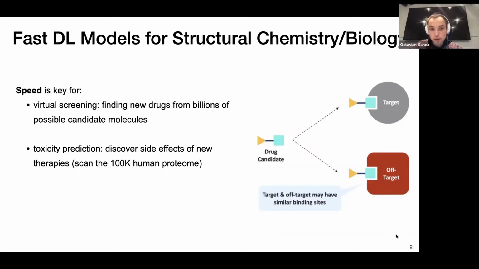So one aspect of toxicity is to discover side effects of therapies in the sense of off targets. A drug can attach to a target, which is, let's say, a cancer protein, but it can also attach to an off target, which is a protein from a normal tissue that we will not want it to attach to. One way to do that is to scan the entire human proteome, or at least the subset for which we know the 3D structures of the proteins, and then see if our drug candidate can potentially also attach to some off targets, and then maybe go ahead and test this hypothesis in wet lab experiments.